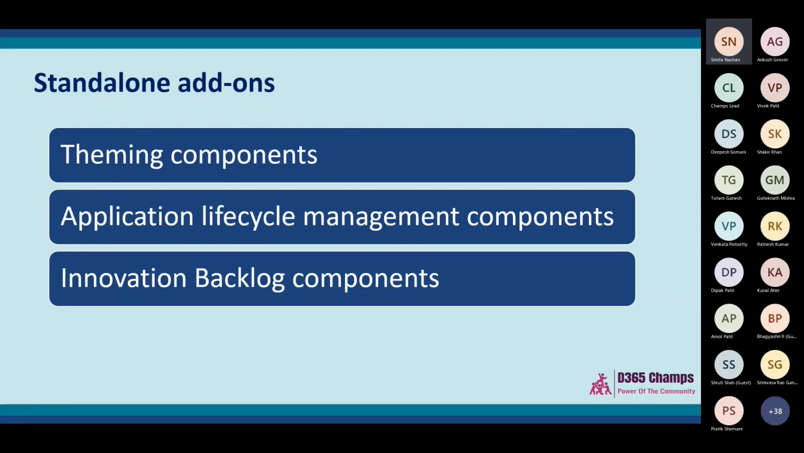These application lifecycle management components, also called ALM components, are intended to provide Power Platform maker guidance on creating healthy ALM practices for their solution as a part of their overall DevOps strategy. So this application lifecycle management accelerator for the maker component solution contains the assets that are relevant to the makers and the admins. And this innovation backlog component solution contains the assets that are relevant to everyone in the organization.